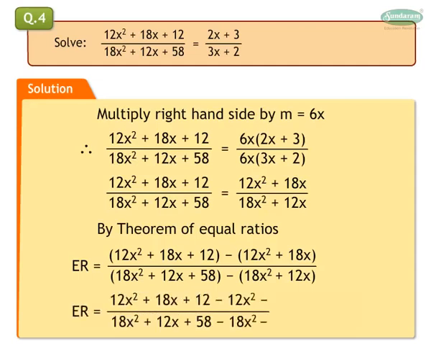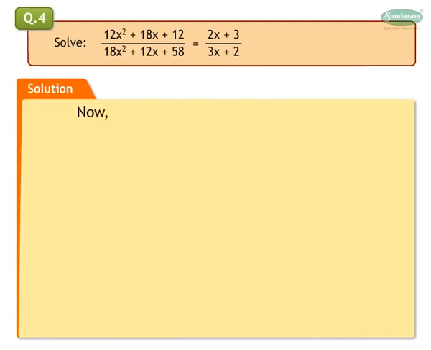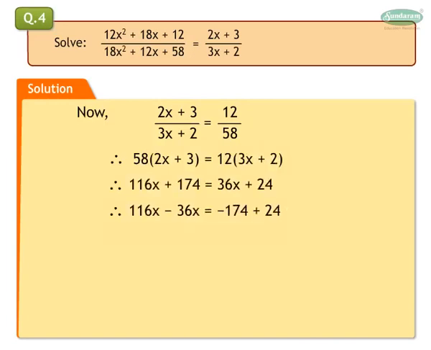We now open the brackets taking care of the minus sign and change the signs inside the bracket accordingly. Therefore, each ratio is equal to 12/58. Now we write (2x + 3)/(3x + 2) is equal to 12/58. We can solve the equation by cross-multiplying it. We get x as −150/18.